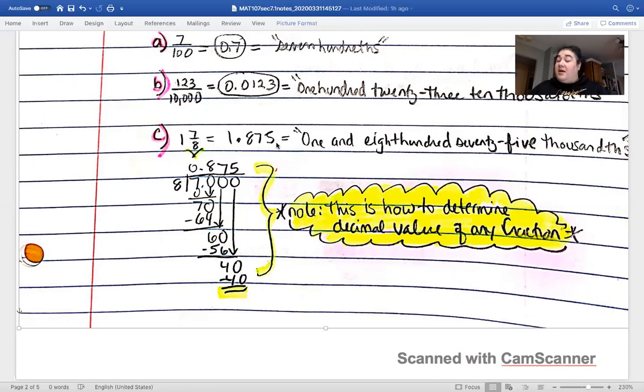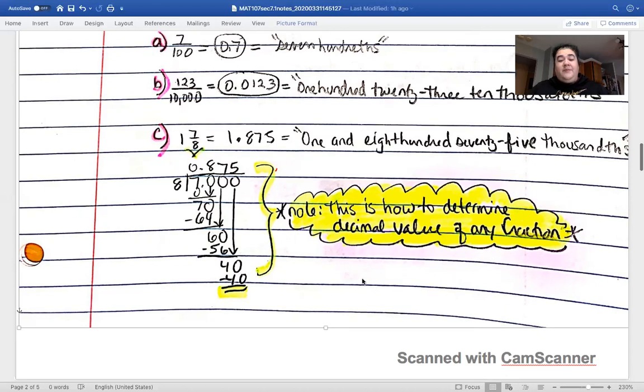1.875 as a decimal, and it would be read as 1 and, remember we always read the decimal point with the word and, 1 and 875 thousandths, because that 5 is in the thousandths place. Now you will note that I have put a very big highlighter here, that this is how we determine decimal value for any fraction. Please recall this because we're going to use it in a moment, okay?